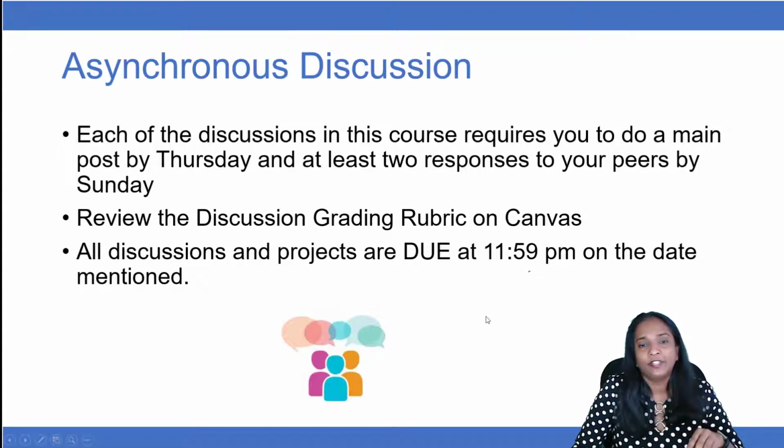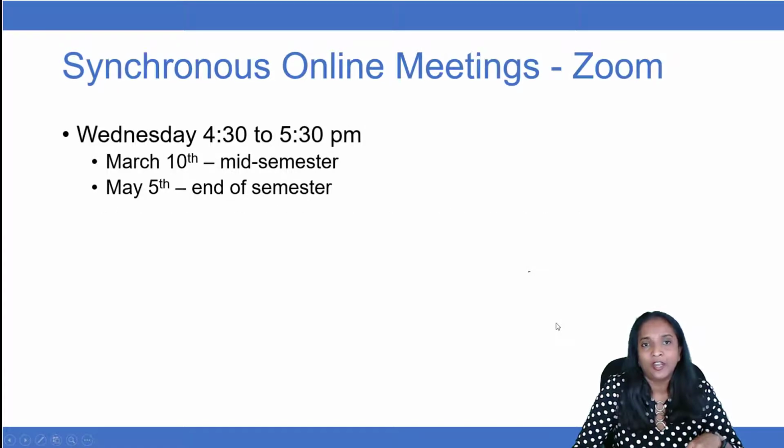And then review the discussion grading rubric on Canvas. There is a grading rubric. And then all projects, discussions, everything is usually due at 11:59 p.m. on the night. So irrespective of whether it is Thursday or Sunday, it's due at 11:59 p.m.